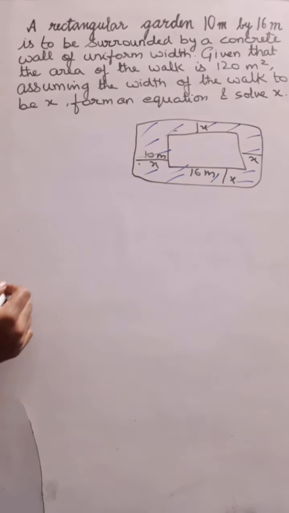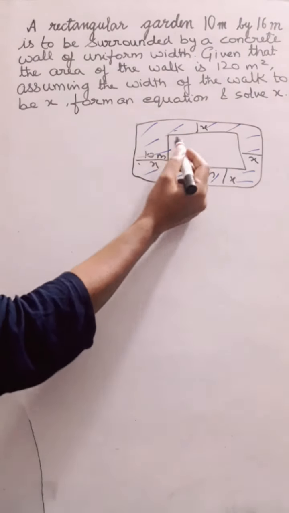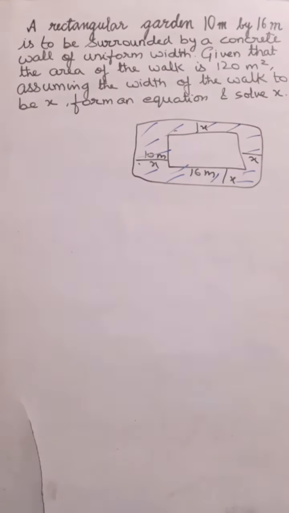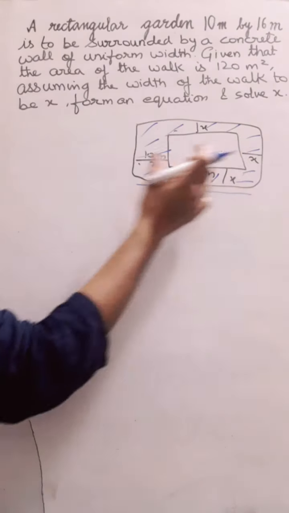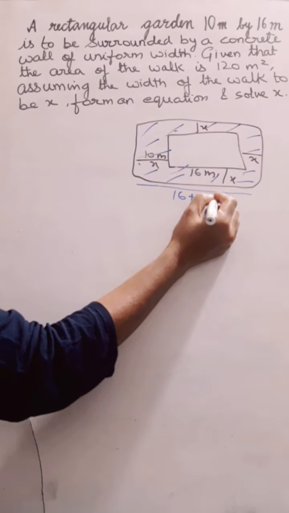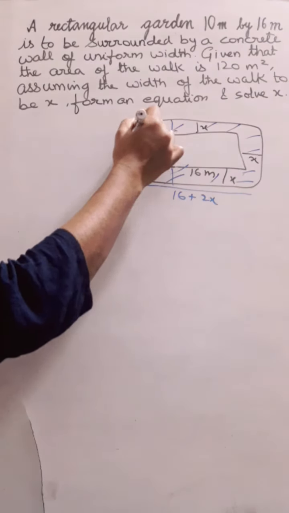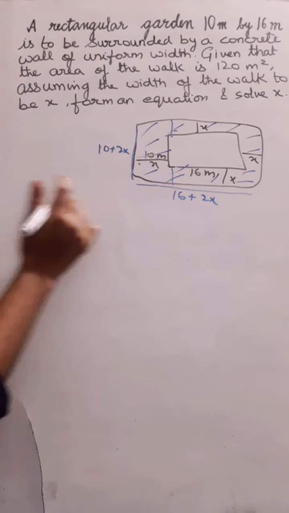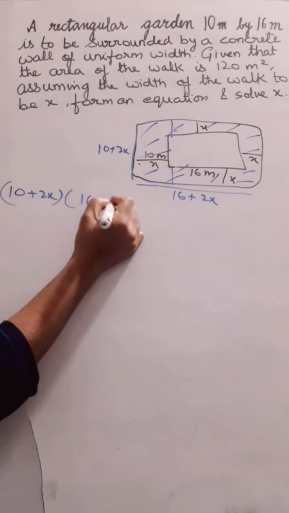So you need to find the equation. Now what I can do here, I can take the area of the big rectangle minus the area of the small rectangle will be equal to the area of the walk. Now if I am taking the area of the big rectangle, here we have x and here we have x and this is 16. So the total length will be 16 plus 2x. Here from here to here we have 10. This is x and this is x. So from here to here total it will be 10 plus 2x. So the area of the big rectangle will be 10 plus 2x into 16 plus 2x.